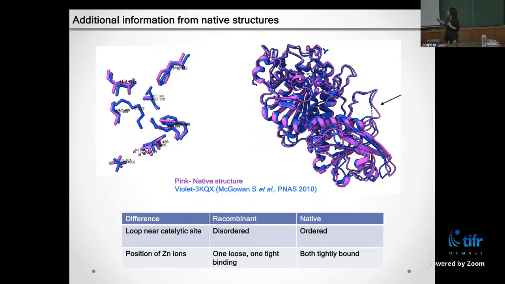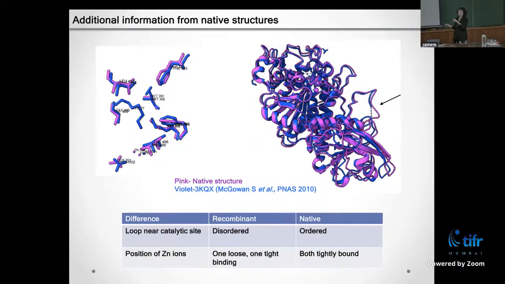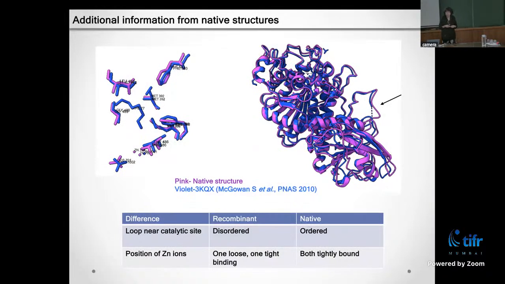So in the native structure, this is ordered, plus this is a zinc metalloprotease. So it requires 2 zinc ions for its activity. And in the recombinant structure, there was 1 tightly bound zinc, but the other was loose. So the occupancy was very low. And again, what the authors predicted is that this loose zinc may or may not be needed for catalysis. And the inhibitor design strategy is based on one metal binding site not being very stringent. What we find is that both zinc ions are strongly bound in the native structure that we have isolated from the parasite.